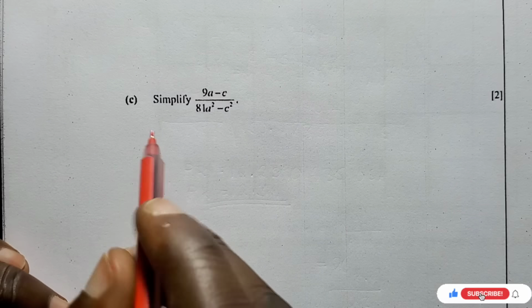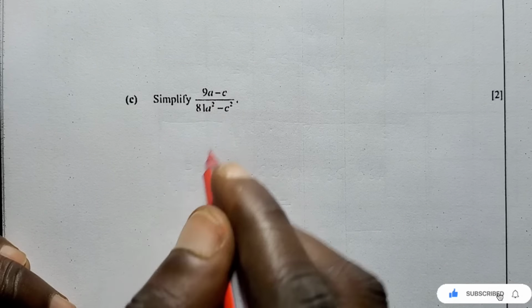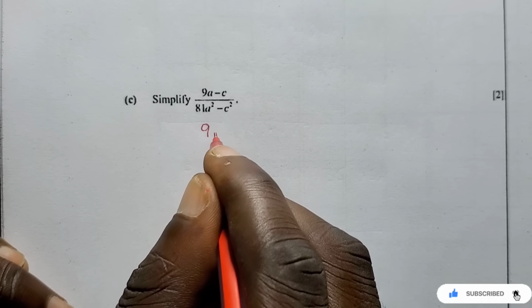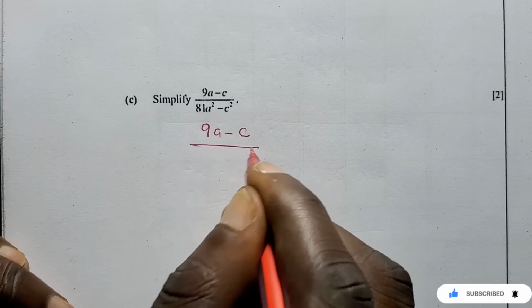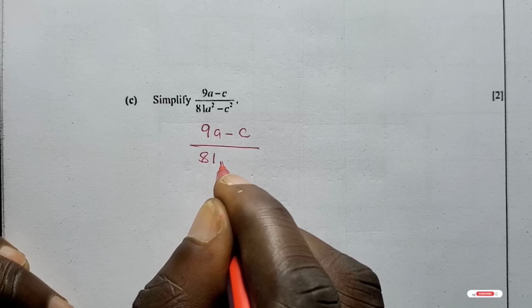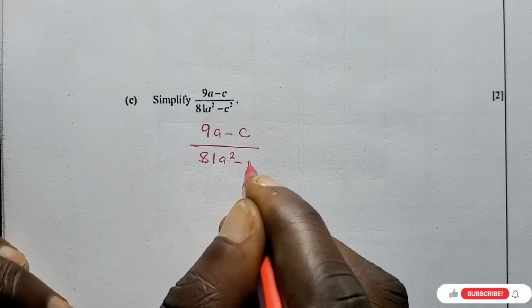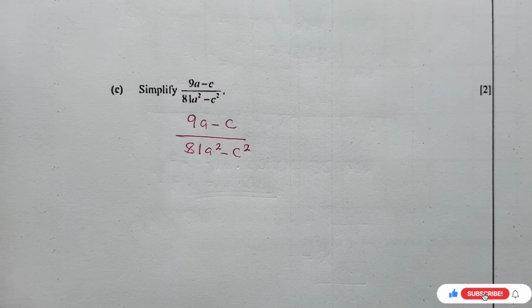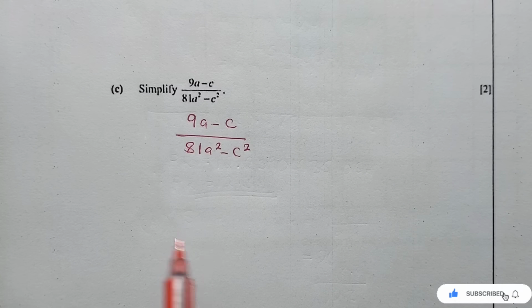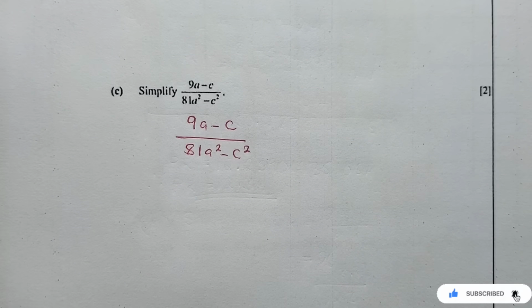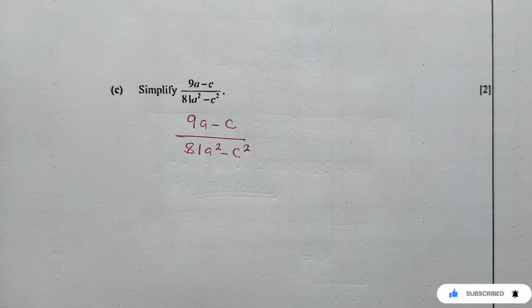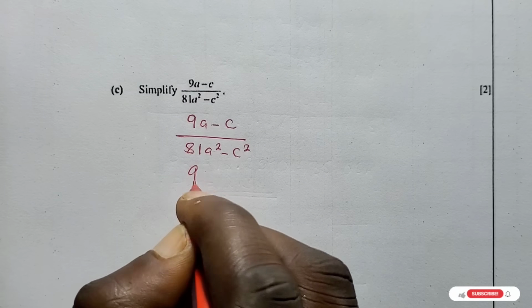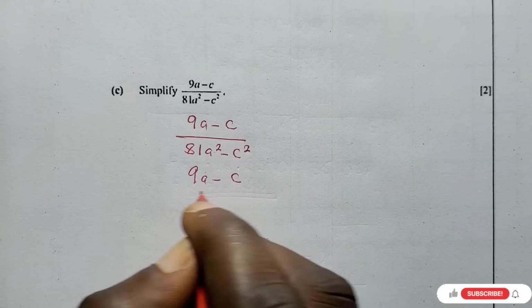Let's go to the final question of question 8 here. So this is algebra. We're asked to simplify 9a minus c over 81a squared minus c squared. So what do you do? Check. Can we factorize what is on top here? No, we can't do anything. So just leave it the way it is as 9a minus c.